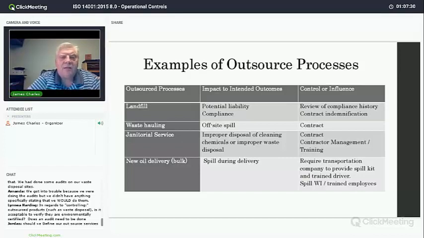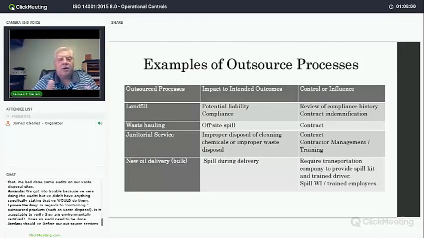The landfill that we send our waste to, obviously, sending it to a landfill creates some liability. They may or may not be in compliance. So our control or influence might be some type of a review of their compliance history. Some organizations periodically visit or audit their waste treatment companies. Those would all be considered types of control or influence.